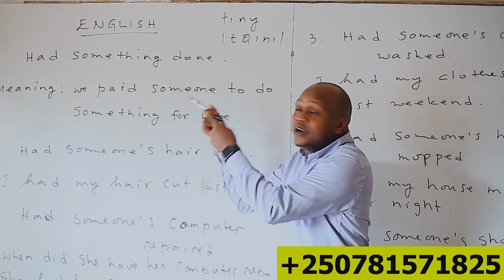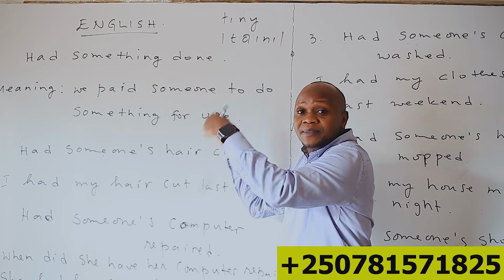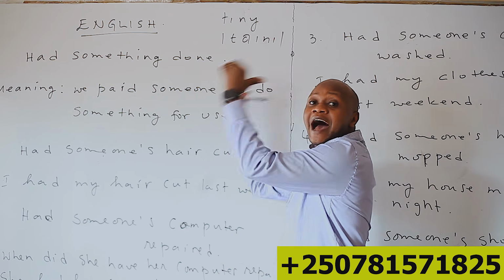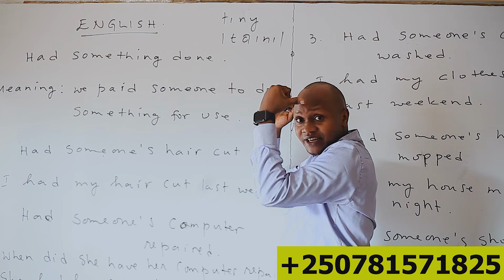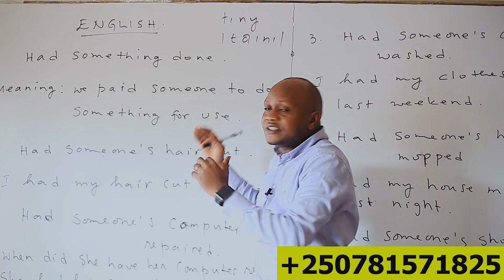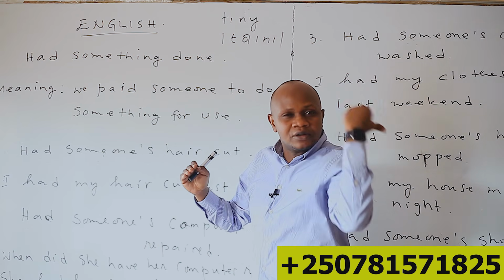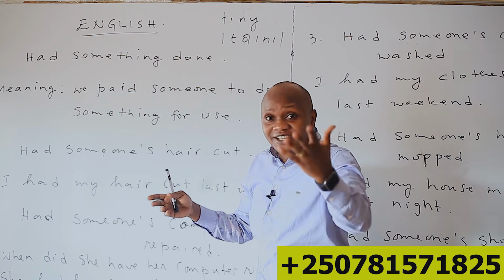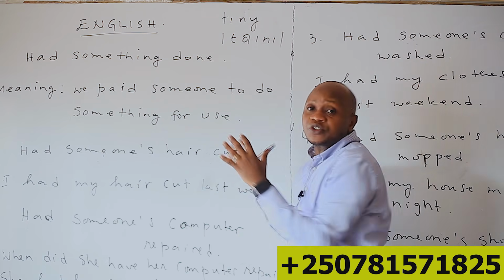I'm going to show you how to use have something done in the past. Have something done in the past is had something done. Do you get it? If you learned the previous lesson very well, you are going to understand this one very well. Good. Let's get started with our today's word.